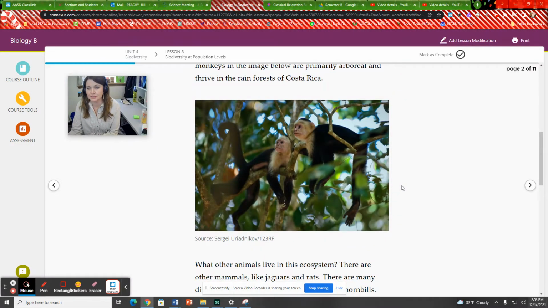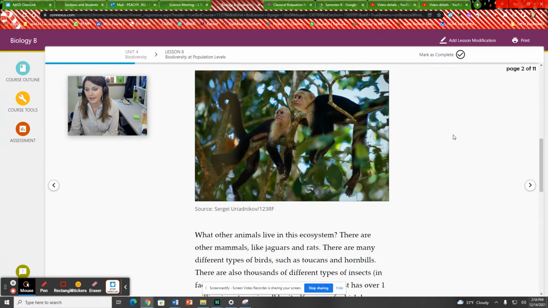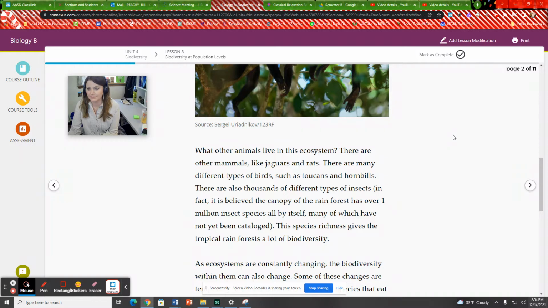Some ecosystems that are extremely biodiverse include tropical rainforests and coral reefs. So we have our terrestrial, most diverse of all ecosystems, and the coral reefs being the aquatic, most diverse of all ecosystems. What do you find here? You find a wide variety of different plant life. You find a ton of different types of animals.